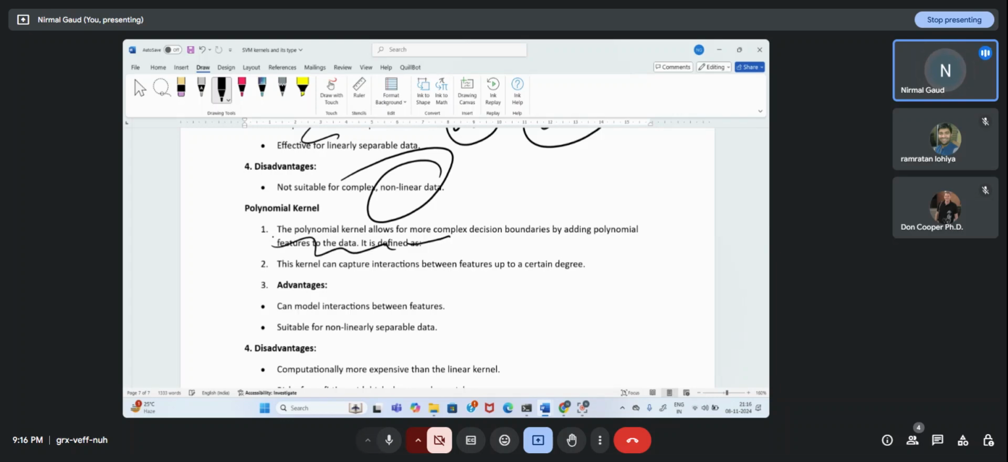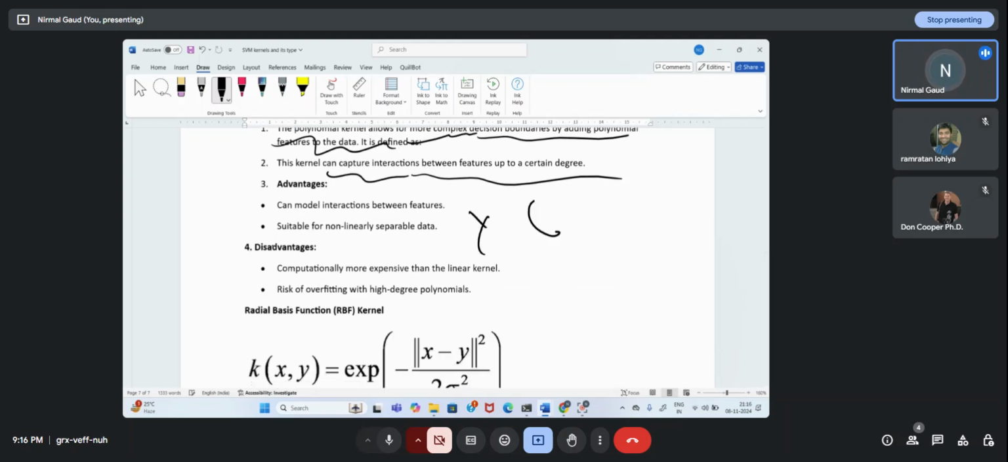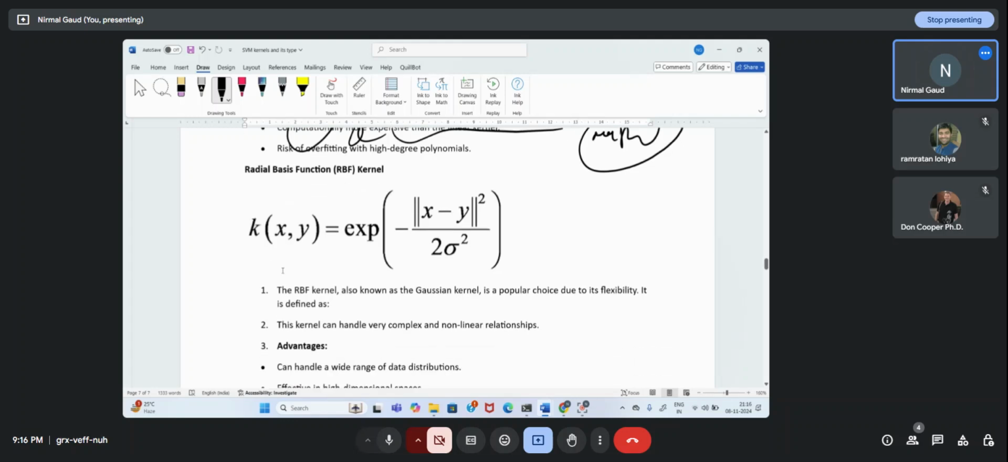Polynomial kernel allows more complex decision boundaries. The kernel can capture interaction up to a certain degree. If the relationship between y and x is non-linear, then use the polynomial kernel. It will help if you can't classify otherwise. Okay, it is computationally expensive. Now the thing is, when the kernel comes into the picture, it needs to perform the mapping. So mapping can be expensive.